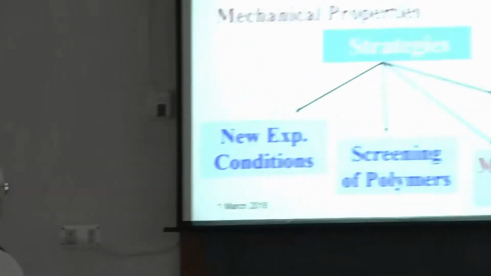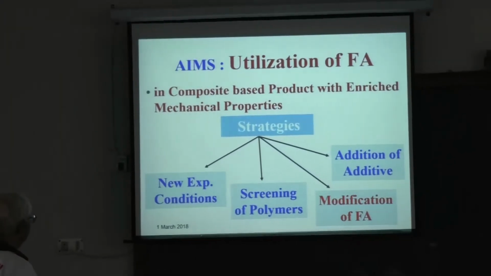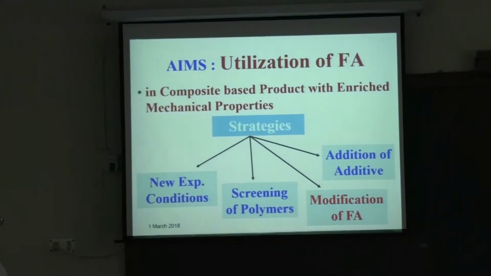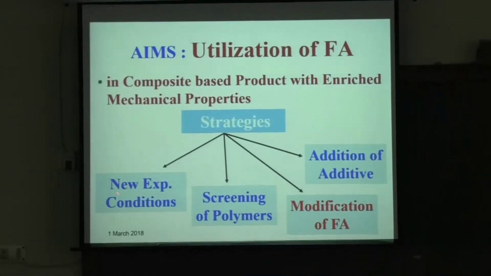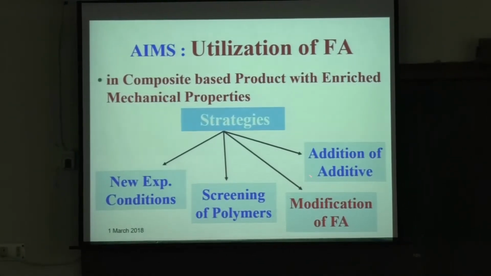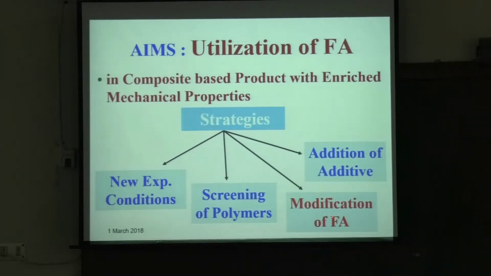Now, in composite-based products with rich mechanical properties, the strategies are new experimental conditions, screening of polymers, and addition of additives. And here, in our case, in the utilization of fly ash, this is what we undertook: modification of fly ash.